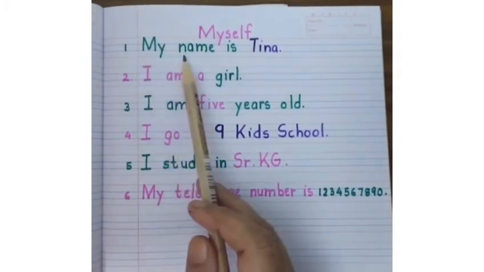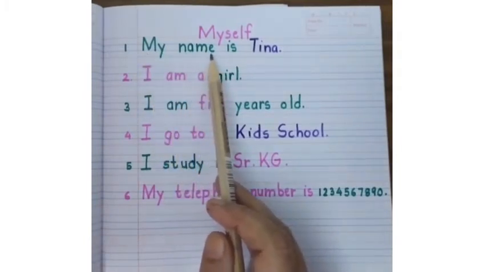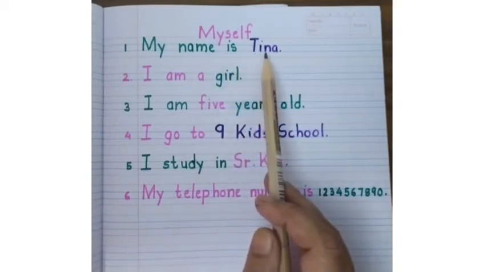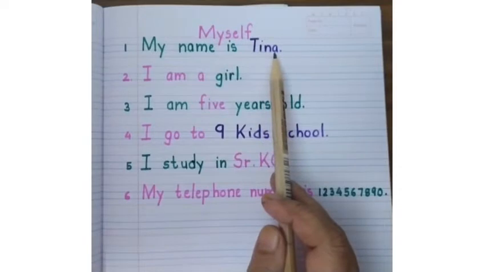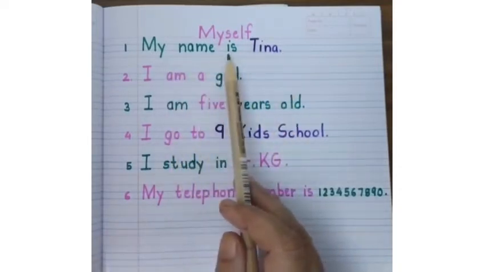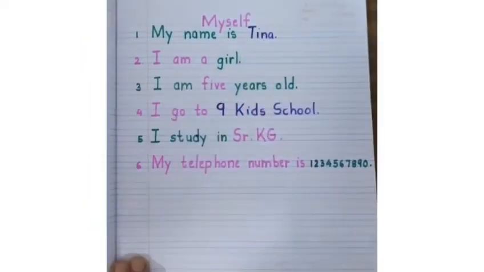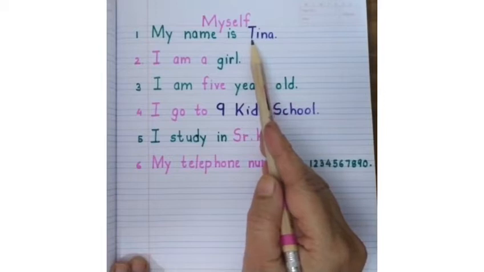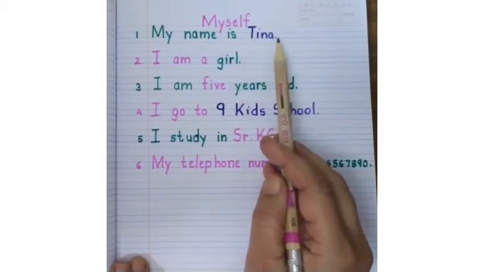My name is Tina. T-I-N-A. Tina. Full stop. My name is Tina. The first letter of your name should always be in capital. Always put a full stop.